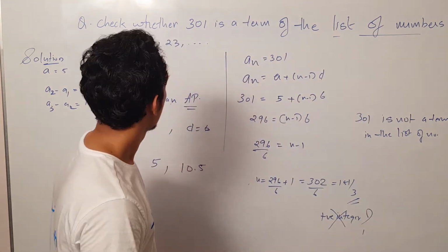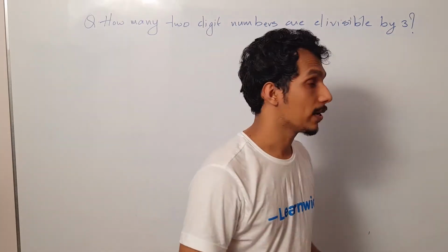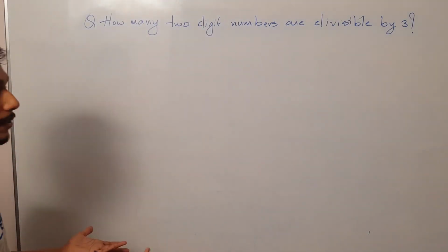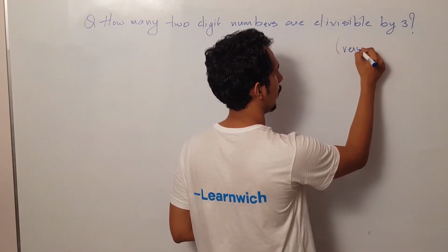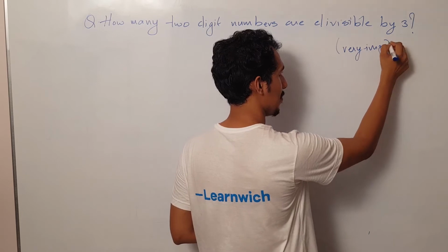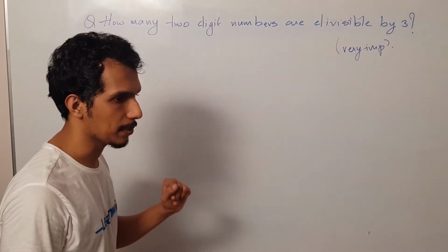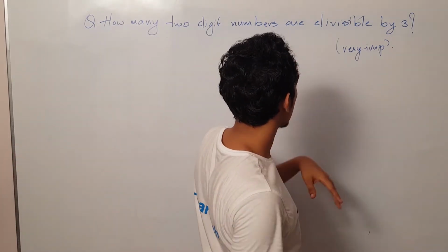Okay? Yeah. So next question. So here is the next question. How many two-digit numbers are divisible by 3? This question is very important. Essentially this is an AP. I'll tell you how. We are talking about two-digit numbers that are divisible by 3.